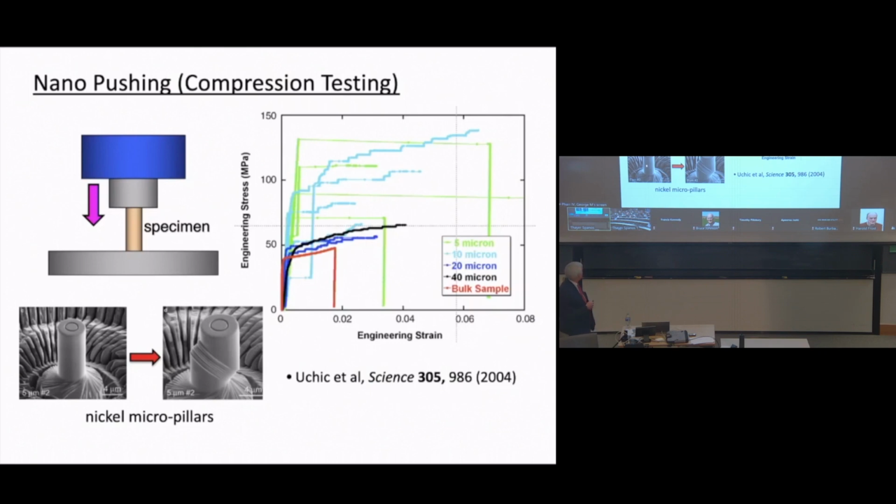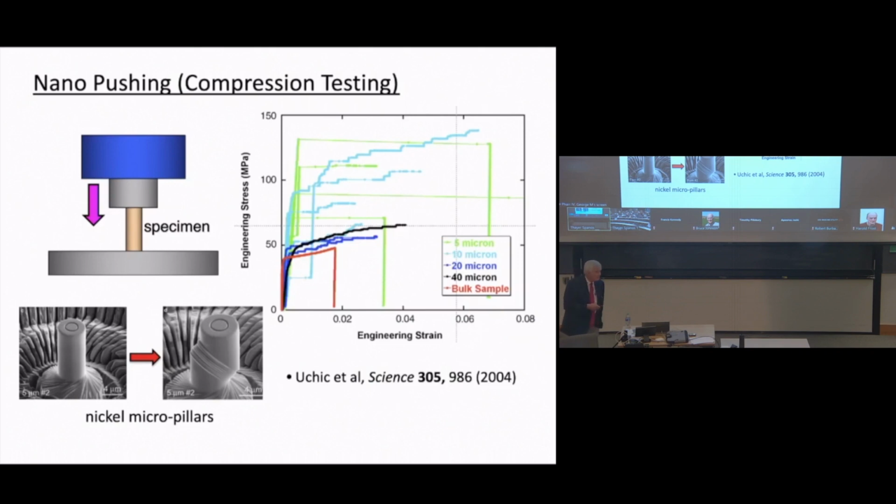The idea is that if we can make little pillars or columns in materials, and I'll tell you how we do that in a minute, and these little pillars or columns are about 4 microns in diameter, it turns out that the forces a nano-indenter can apply are almost perfect for doing compression tests on these things. So we can replace the indenter with a compression platen, and do a compression test. And when you do that, you end up with compressive stress-strain data that looks like this.